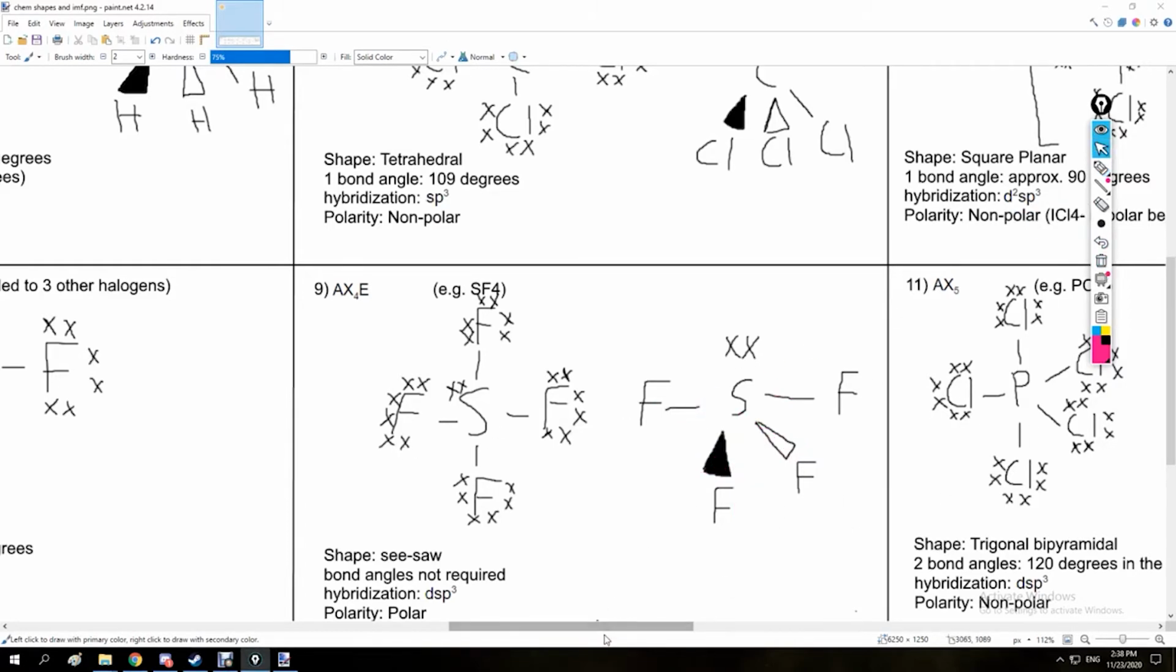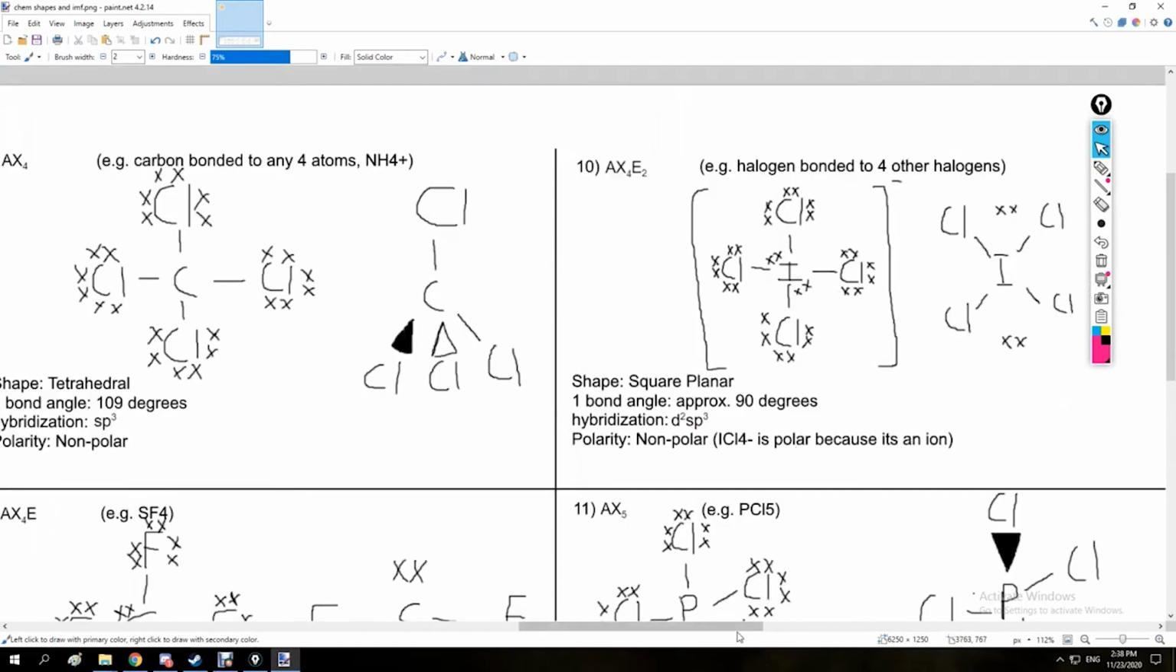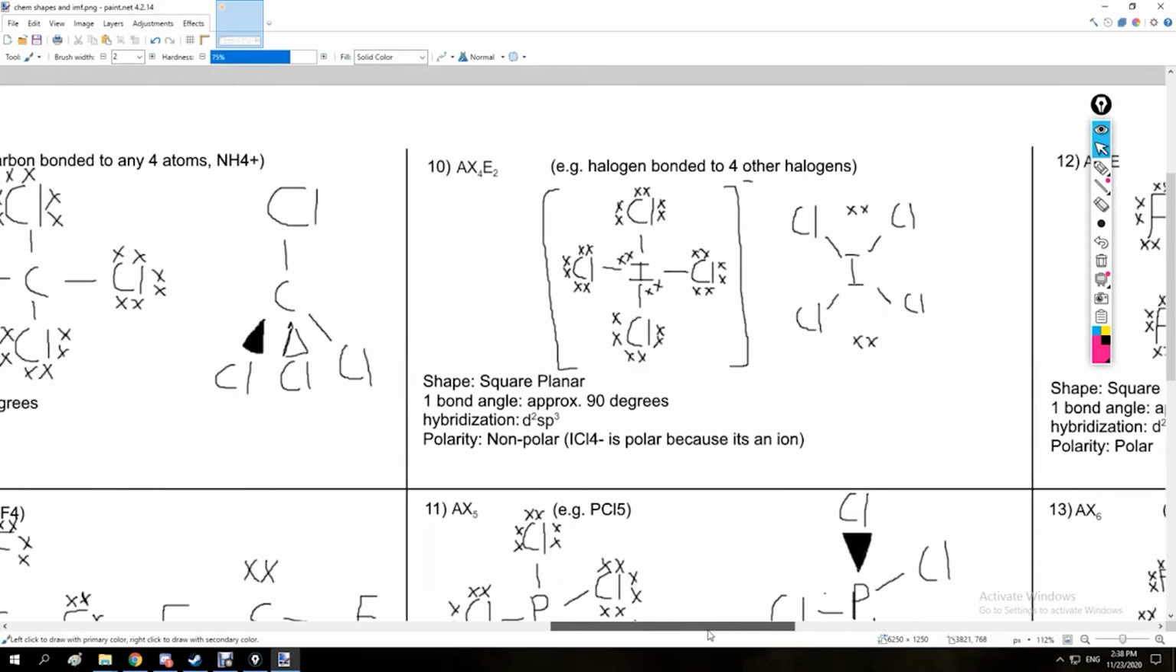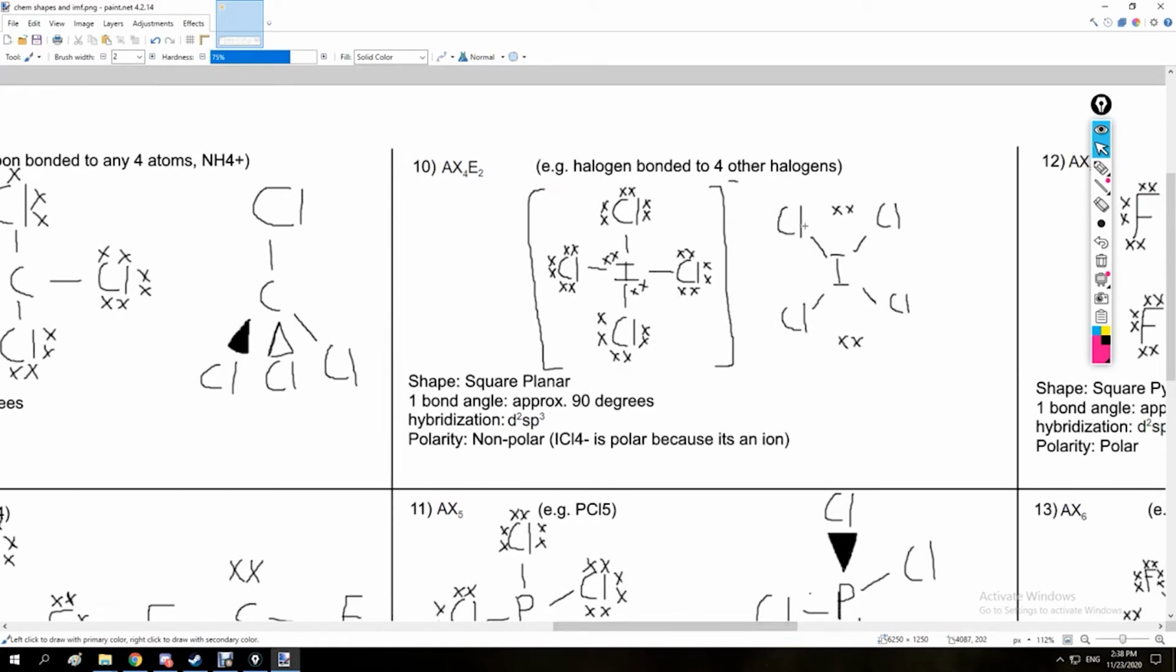Next shape is going to be AX4E2. Same Lewis structure, extra lone pair on the central atom. So it's going to look like this. There's going to be a lone pair vertically above the plane, and there's going to be a lone pair vertically below the plane. These 2 lone pairs are going to repel the outer atoms in a way that they will form a square base around the central atom. So this shape is called square planar.